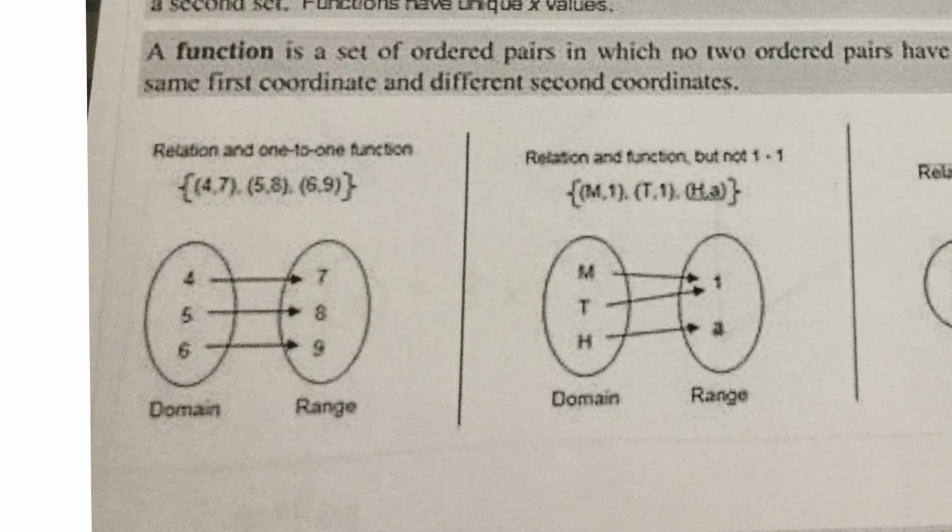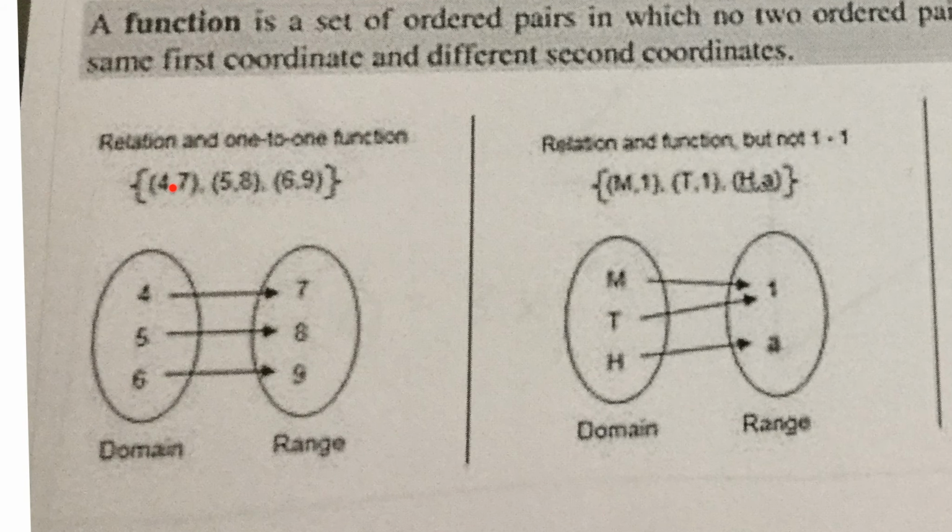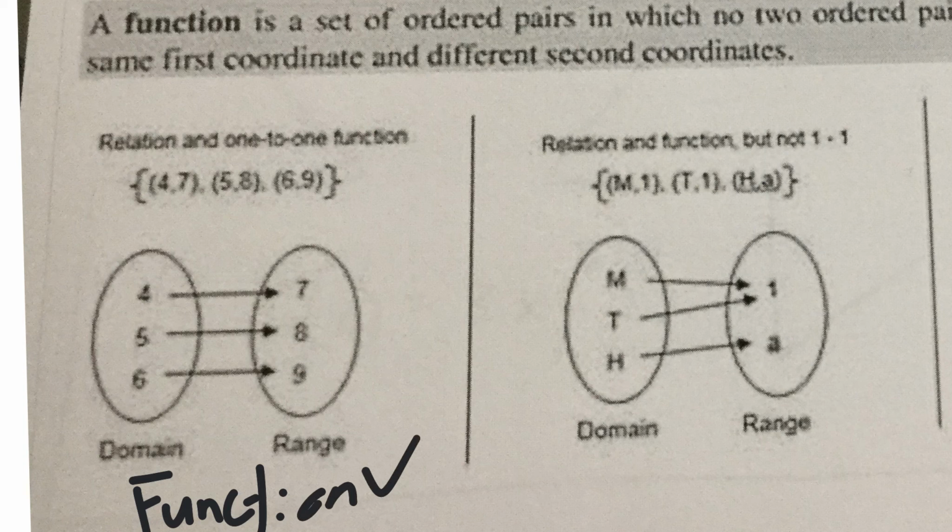Okay, so we look at this relation. You see I've got ordered pairs, 4, 7, 5, 8, and 6, 9. Every time you see the number 4, it's beside 7. Every time you see 5, it maps to 8. Every time you see 6, it maps to 9. Each input, each button always gives the same output. 4 always gives 7. 5 always gives 8. 6 always gives 9. They're consistent. That makes this a function because each value in the domain maps to exactly one thing in the range. So that makes it a function.